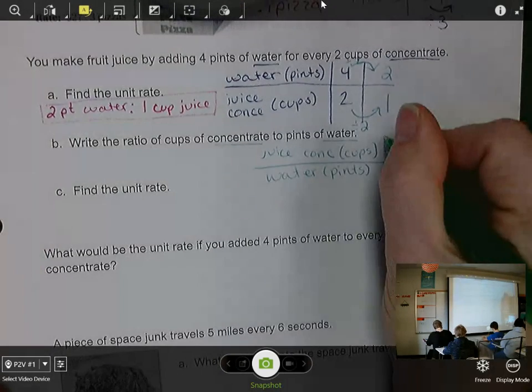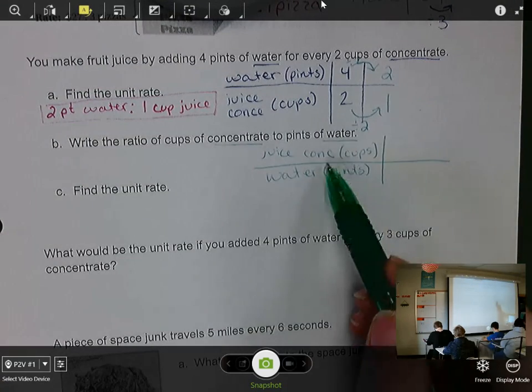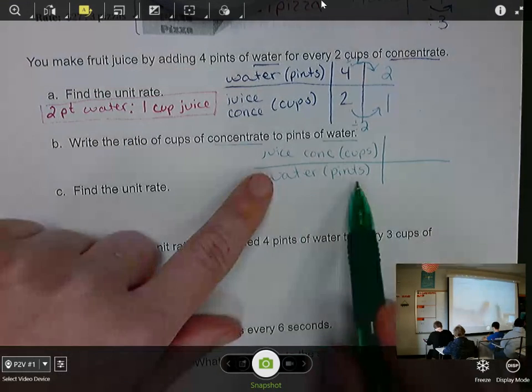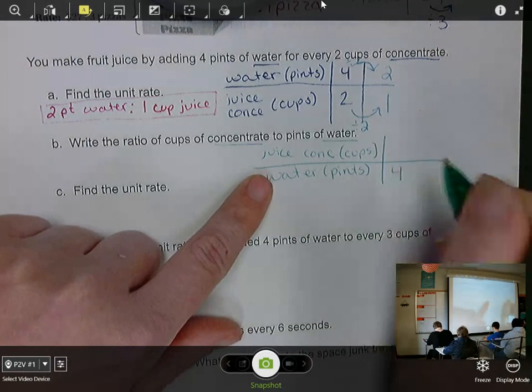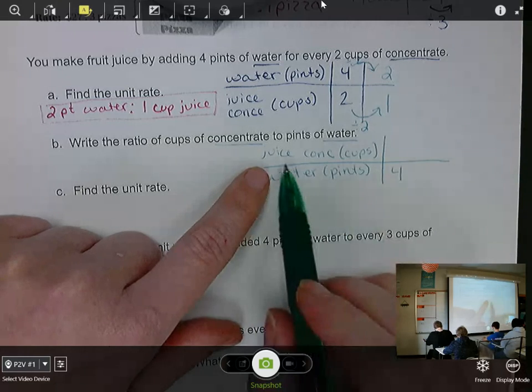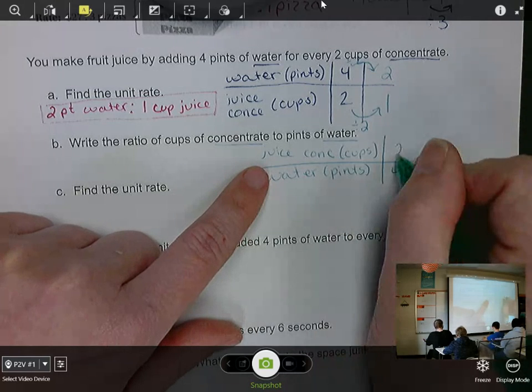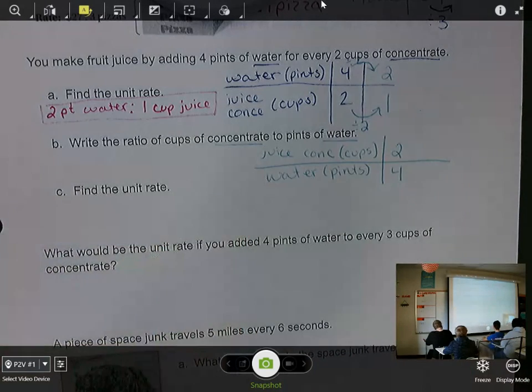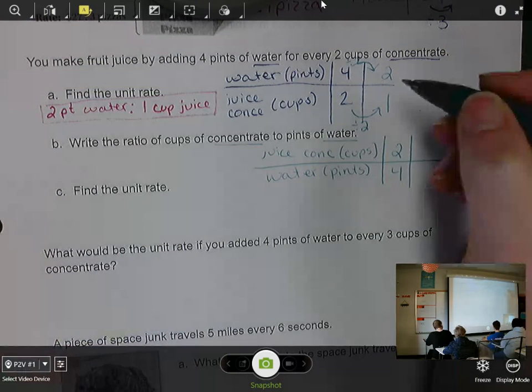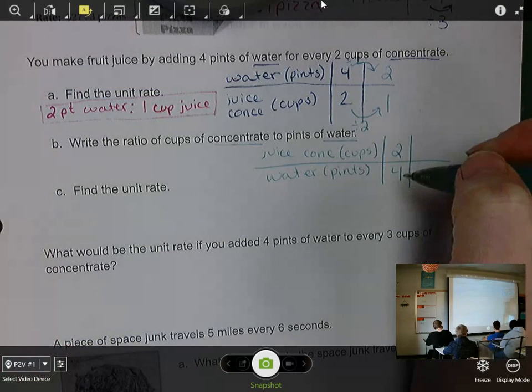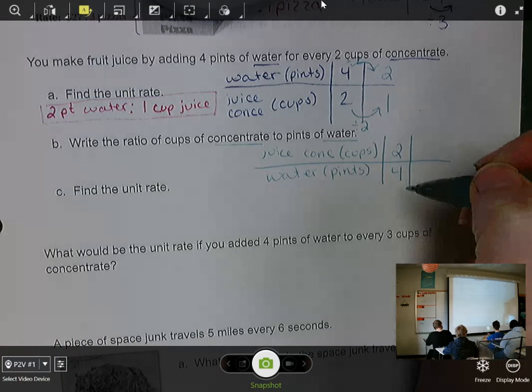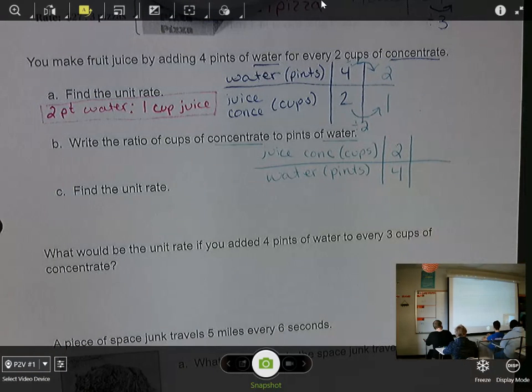All right, so if I go back to my original problem, it says it's 4 pints of water. Notice this time the 4 is on bottom. And 2 cups of concentrate. So concentrate would go on top. And that's 2 cups. 2 to 4. Now, last time I divided by 2. All right, don't just call out the answer. I'm going to give everybody time to think about it. Remember, you divide by the denominator. So I've got to figure out which number do I divide both of these by. So think about it.